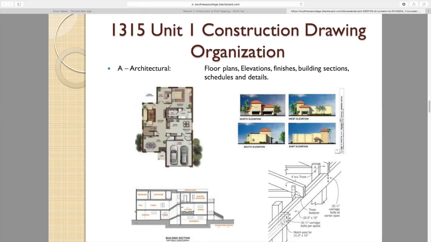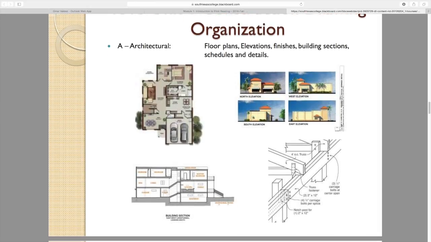And these are going to be your architectural drawings, which are your floor plans, elevations, interior elevations, building sections, details, wall sections, so on and so forth. So these are going to be on your architectural drawings, okay, pertaining to the building. And here you see some floor plan. Now you won't see it like this on a set because this is like a rendering. So you won't see this like this.